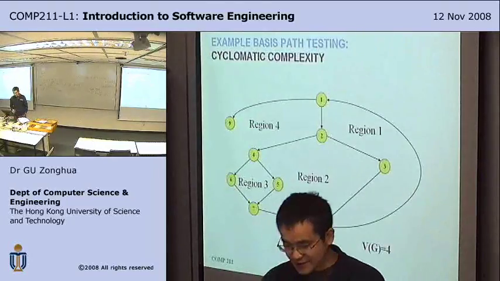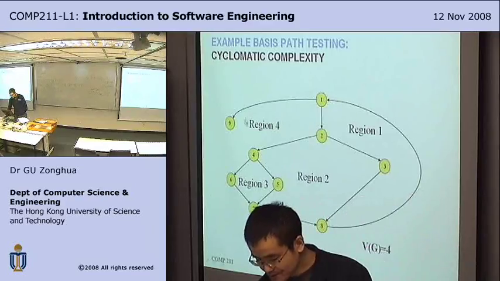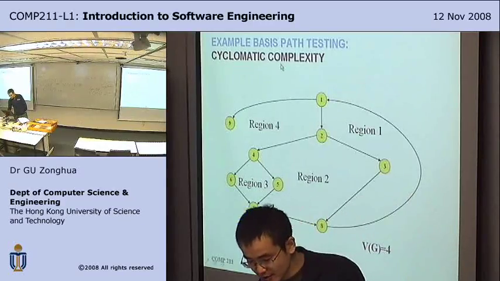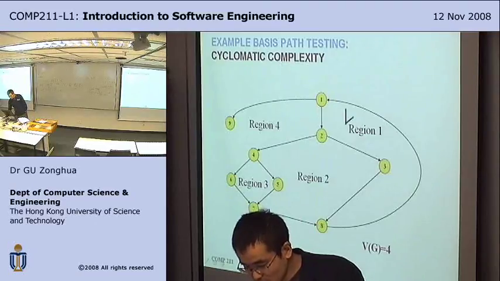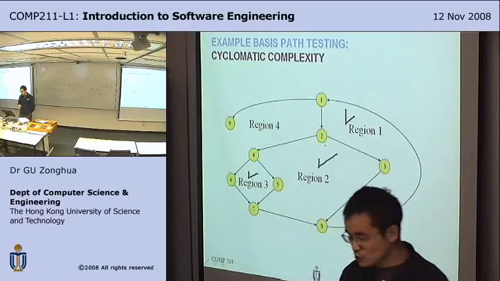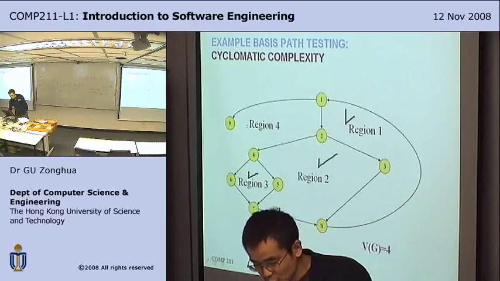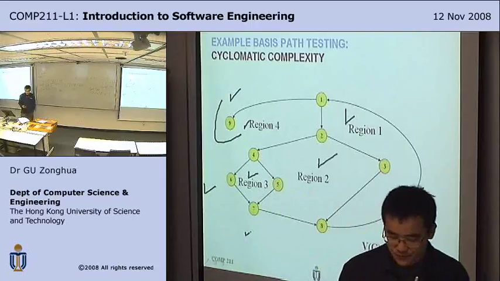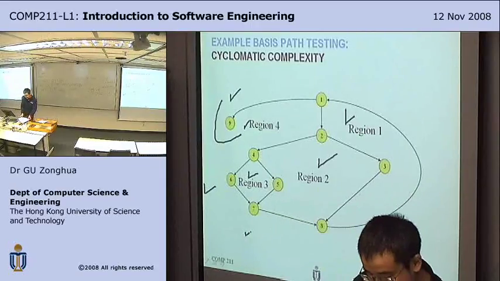So for this graph, the cyclomatic complexity is 4 by region counting. You can count 1 region, 2, 3, and finally there's the whole region outside of the graph. That is region 4. Region 4 is the whole region that's here. That counts as 1 region. So therefore, the number of regions is 4.